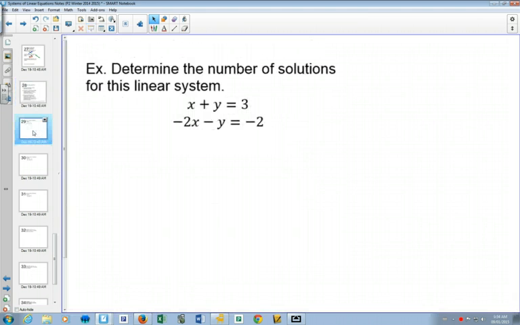Okay, here is our first example. We have to find out if there are no solutions, one solution, or an infinite amount of solutions. And you have to decide which of your three strategies to finding a solution, elimination, substitution, or graphing, would be the easiest to use for this one.